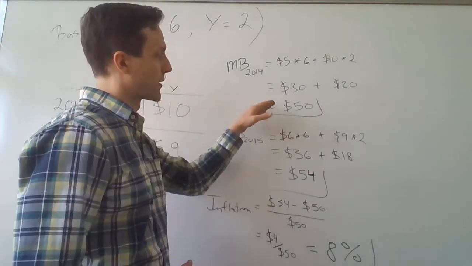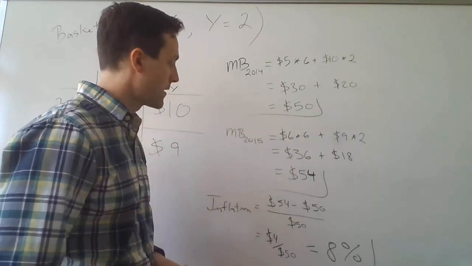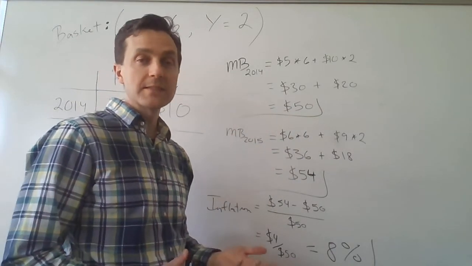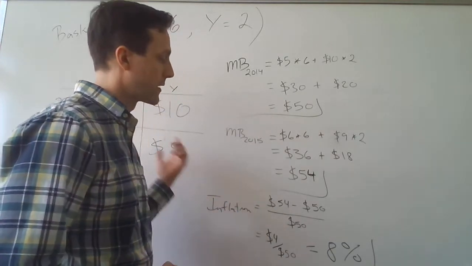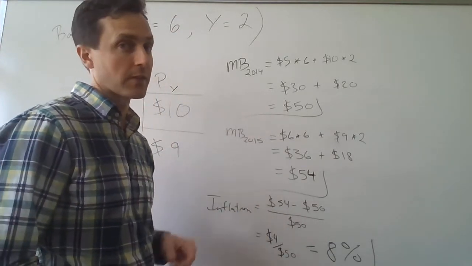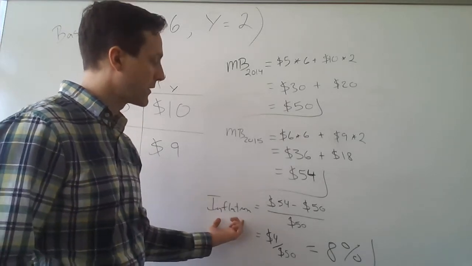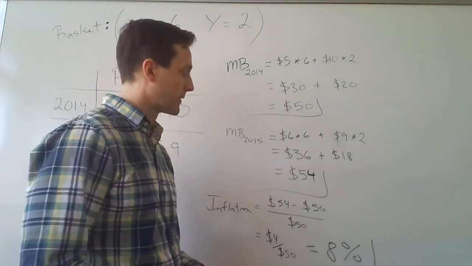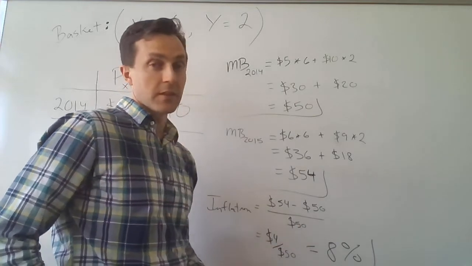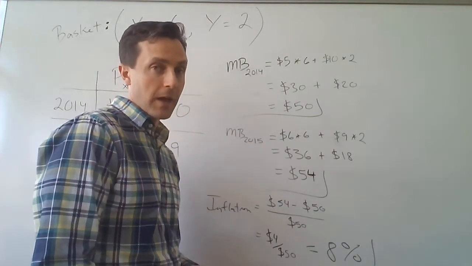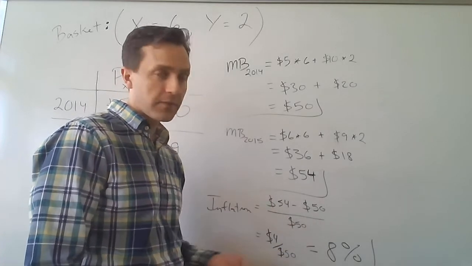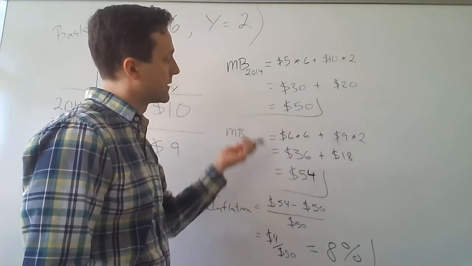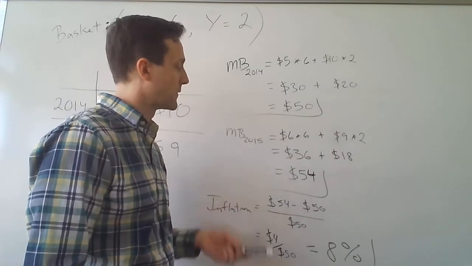So you can see that the value of the market basket went from 50 to 54. This is what we're going to want to use to calculate the rate of inflation for going from 2014 to 2015 in this economy, right? So the rate of inflation, we define that as basically the growth rate of the value of the market basket, right? So the growth rate, in 2014 to 2015, it goes from $50 to 54.